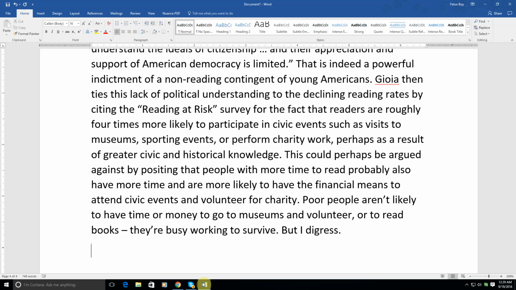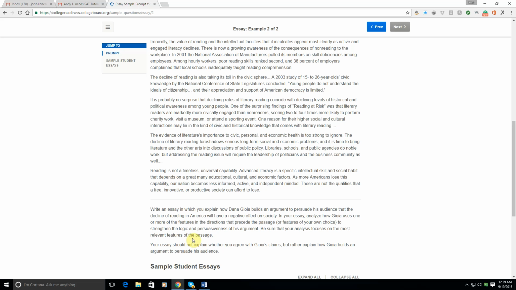Okay, we're running out of time here. The importance of reading literature to civic, personal, and economic health is too strong to ignore. This kind of literary reading foreshadows serious long-term social and economic problems, and it's time to bring literature and the other arts into discussions of policy. Addressing the reading issue will require the leadership of politicians and the business community as well. Advanced literacy is a specific intellectual skill and social habit that depends on many educational, cultural, and economic factors. As Americans lose this capability, our nation becomes less informed, active, and independent-minded.